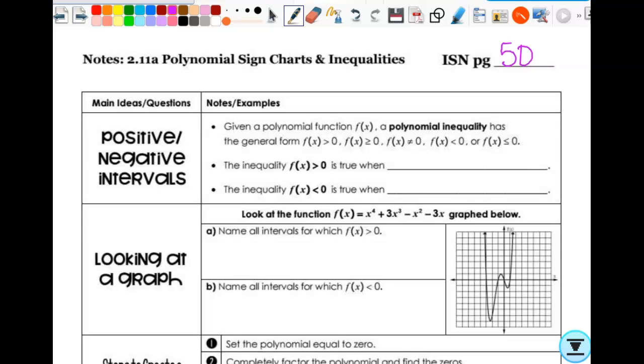So this is going on page 50. Like I said, it's very simple, but you have to know how to factor. In pre-cal, we'll do polynomial sign charts. We need to know how to use them. We're going to use rational sign charts more, but when you get into calculus, you use both.